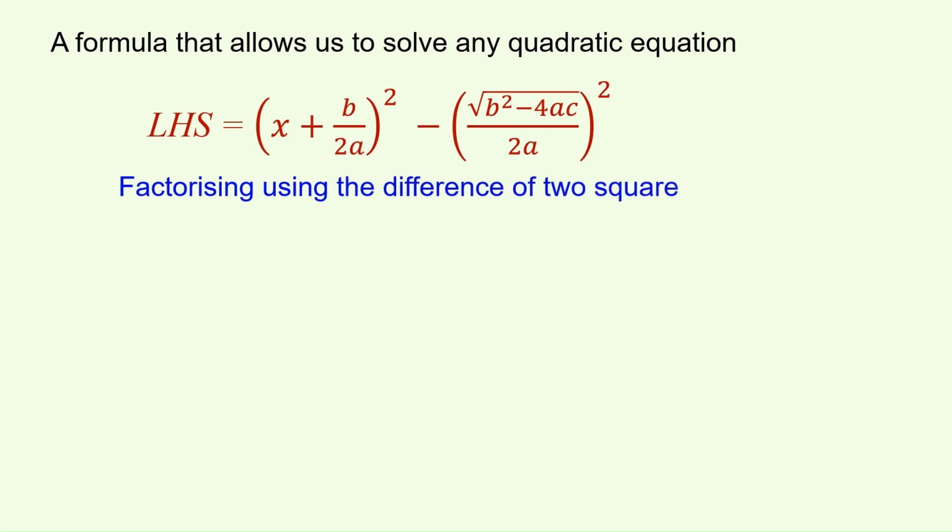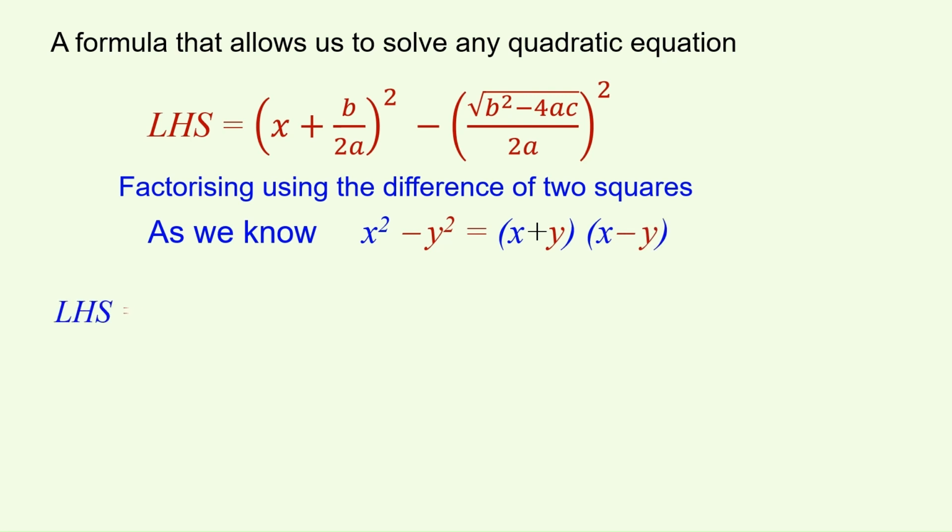Factorizing using the identity of the difference of two squares: x squared minus y squared equals x plus y times x minus y. Note the steps of the solution carefully.